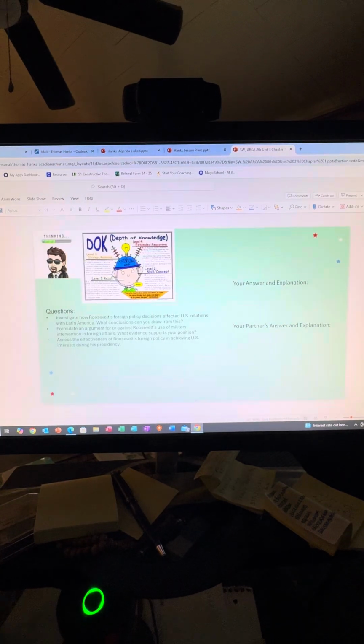For the DOK questions, I'm going to want my kids to focus on all three today. Investigate how Roosevelt's foreign policy decisions affected U.S. relations with Latin America. That's pretty much anything from Mexico on down to South America. What conclusions can you draw from this? Were his foreign policy decisions affecting us in a positive or a negative way? The United States has a track record. You could look back at the Monroe Doctrine, telling Europe to stay out of the New World's business, and Latin America didn't really respond positively to that because they're like, who are you to speak for us? Just some things to consider.